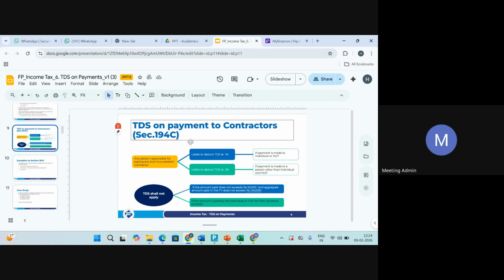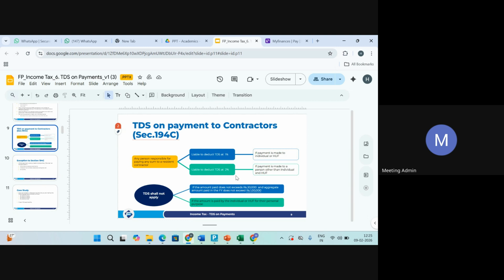So here you can see the liability. If it is a contractor, you are liable to deduct TDS at 1% if the payment is made to an individual or an undivided family. If it is an individual dealing alone, an entrepreneur, a single person dealing without any company, then you deduct 1%.